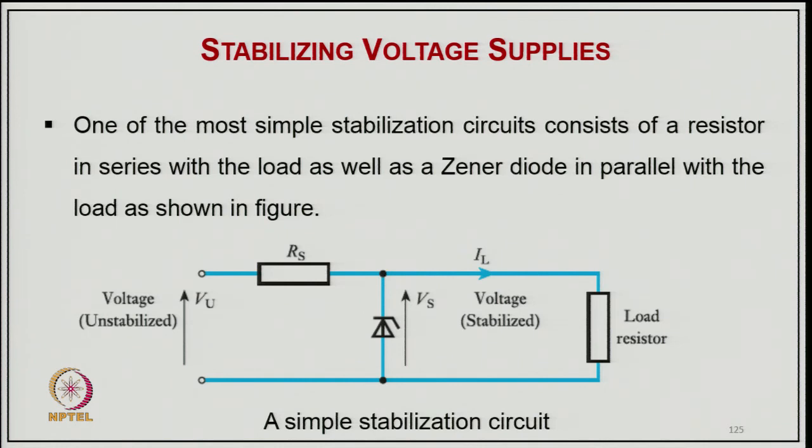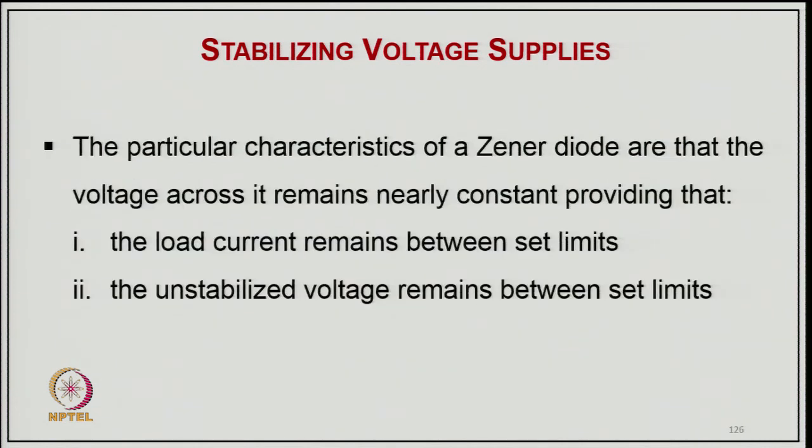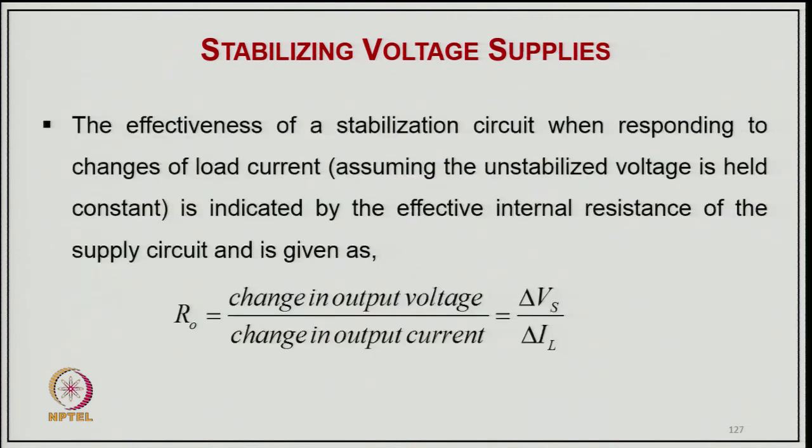So, we connect a resistance and a Zener, and that is the load resistance, and this is the stabilizing circuit. The difference in voltage should be absorbed by this resistor, otherwise there will be a large current flowing into the Zener, and you will get a stabilized voltage across the Zener, which is applied across the load. The particular characteristic of a Zener diode is that the voltage across it remains nearly constant, provided the load current remains between the set limits and the unstabilized voltage also remains within the set limits. This circuit can work within those limits.